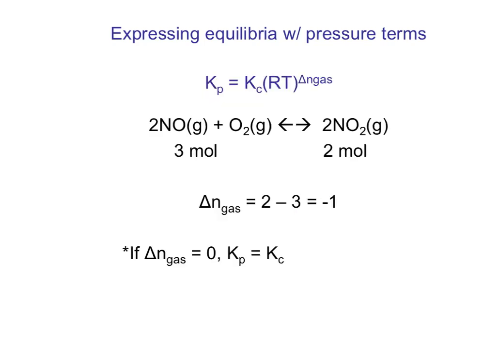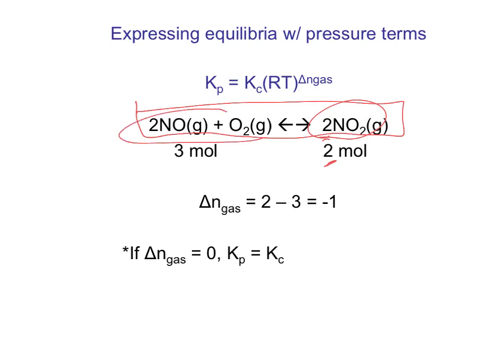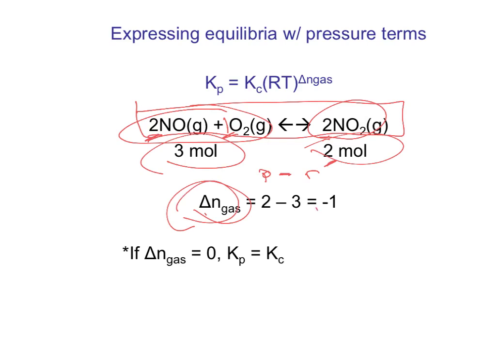All right, last slide here. Let's look at this equation. How many moles of gas do we have on the product side? We have 2. How many total moles of gas do we have on the reactant side? We have 2 plus 1, or 3. So delta N, it's always moles of the product side minus moles of the reactant side. So in this case, delta N, the exponent in our expression, is minus 1.